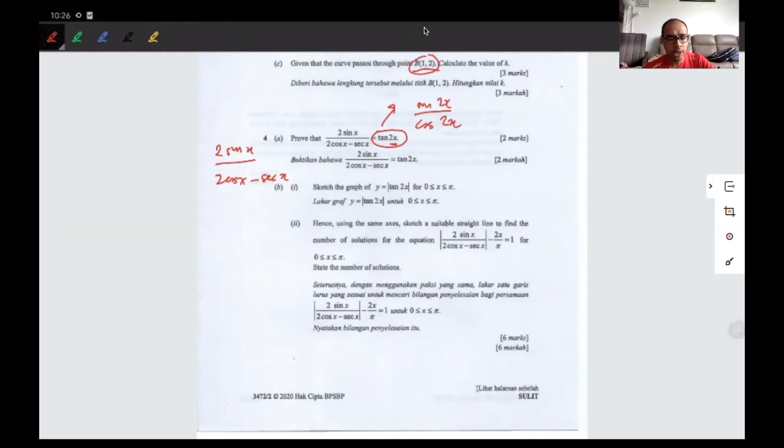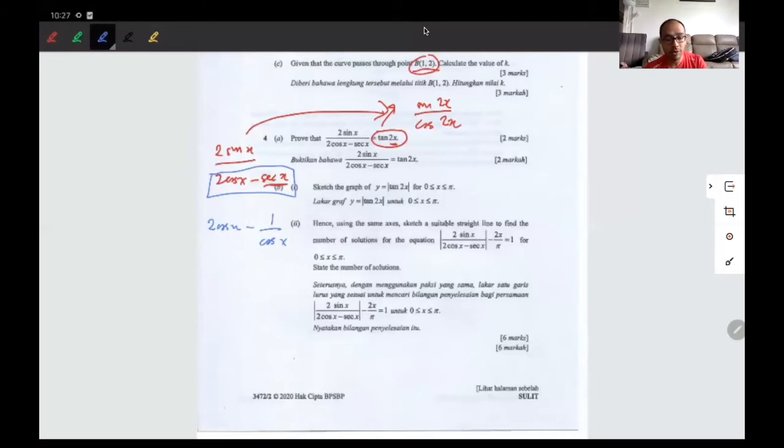Okay, so how do I change this so that it can become this? That's the point of this. So first we start off with the secant. We have to get rid of the secant. I'm just going to bring the bottom part, so I settle the bottom part. So 2 cos x minus 1 over cos x, because secant is the terbalik of cos.